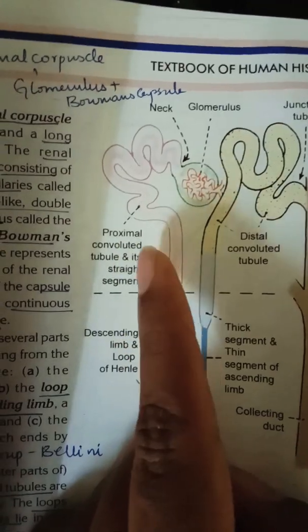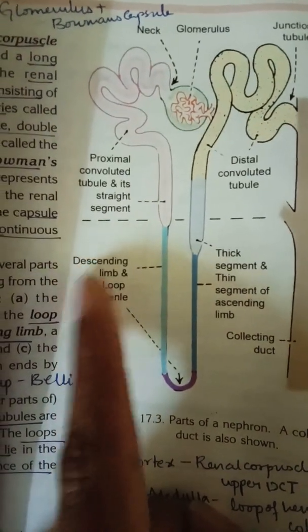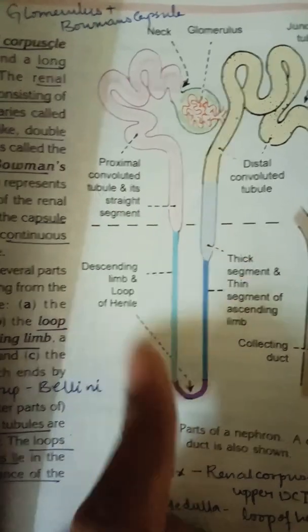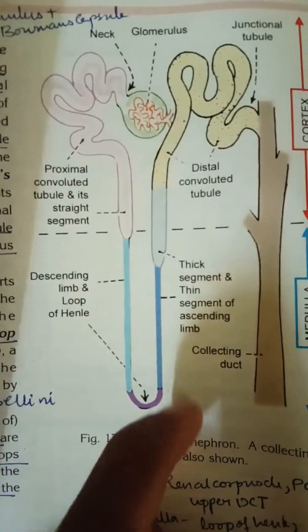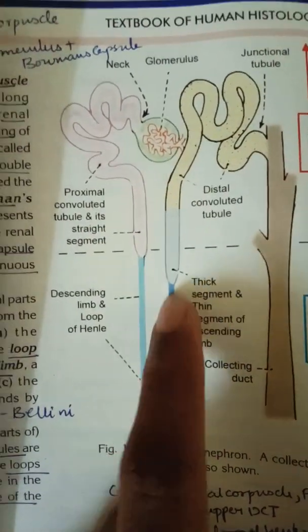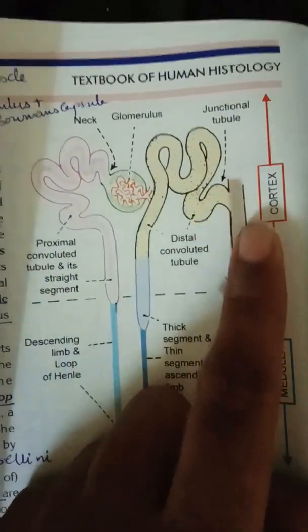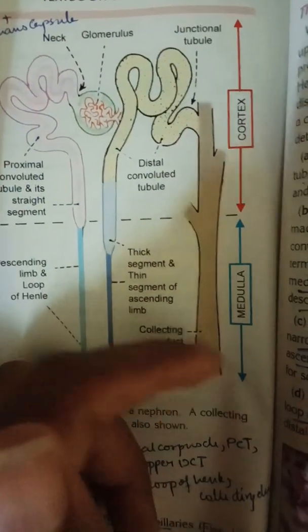That renal tubule is further divided into PCT, that is proximal convoluted tubule, and this is a straight segment, and descending limb and loop of Henle. So this is a descending limb and this is a loop of Henle, and this is a thick segment and thin segment of ascending limb. So actually the ascending limb is divided again into thin and thick, because according to size only you can see this is like a thin tube, this is like a thick tube, and this is the DCT, distal convoluted tubule. This is a junctional tubule, which is mainly between distal convoluted tubule and the collecting duct. So finally we have a collecting duct.